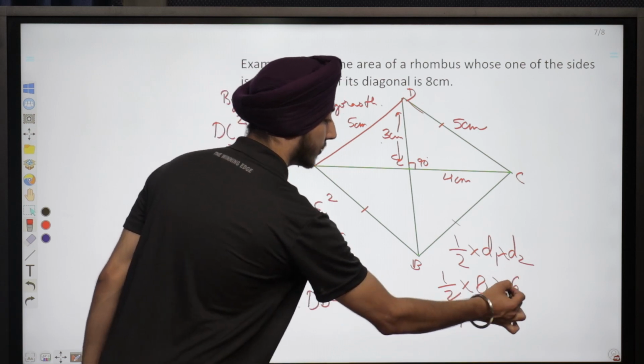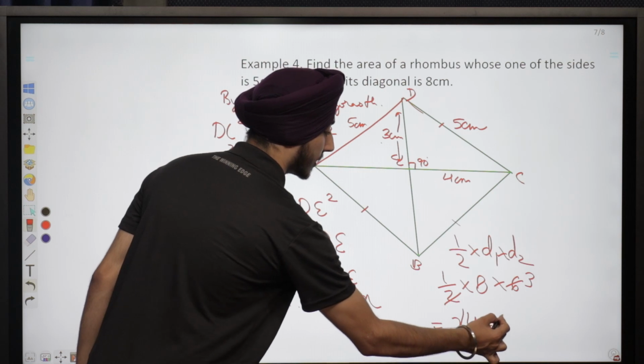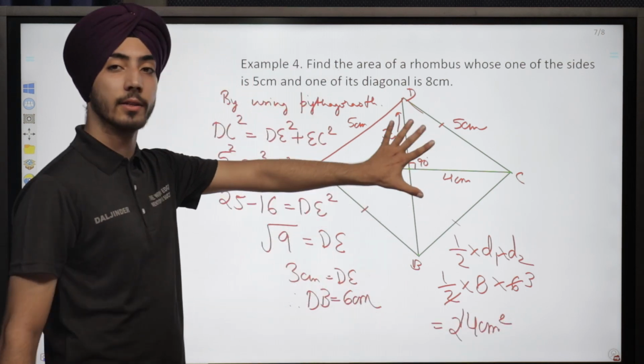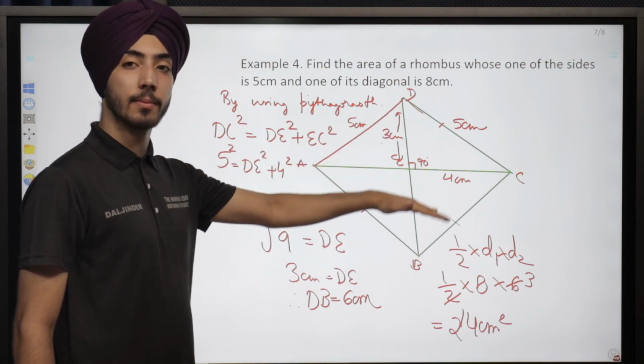Right? So 2 ones are 2, 3s are 8, 3s are 24. So 24 centimeter square will be the area of this rhombus. Simple. So हमको एक diagonal दे रखा था, उसका हमने half कर दिया.